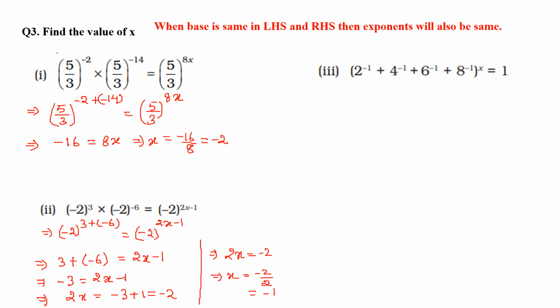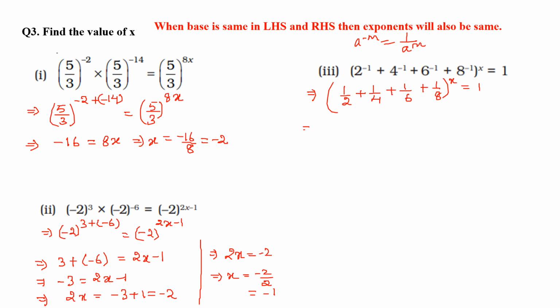Now here in this question, (2^-1 + 4^-1 + 6^-1 + 8^-1) whole x is equal to 1. So we will use here the negative exponent law, which tells that a to the power minus m is equal to 1 by a to the power m, right? So I'm going to write it here like that. 2 to the power negative 1 is 1 by 2 plus 1 by 4 plus 1 by 6 plus 1 by 8 and whole to the power x is equal to 1.